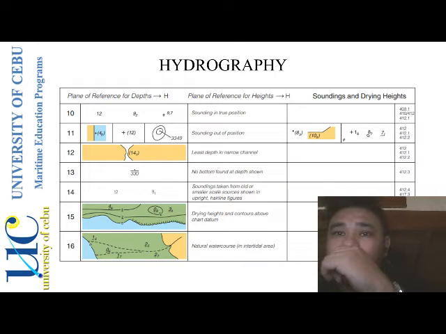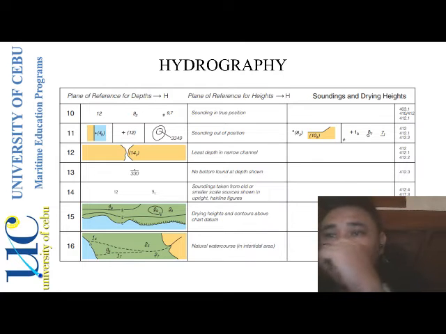So planes of reference for depths, plane of reference for heights, and soundings and drying heights. So number 10, this is the logo 12 9 square 2 9.7. This is the sounding in true position. So number 11, this is the dot and the yellow and the blue sides, and for A plus 12 and the 3.49 sounding out of position.